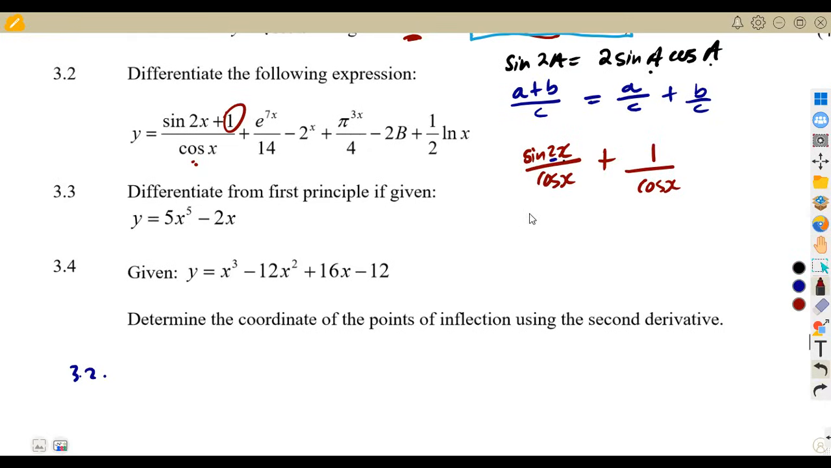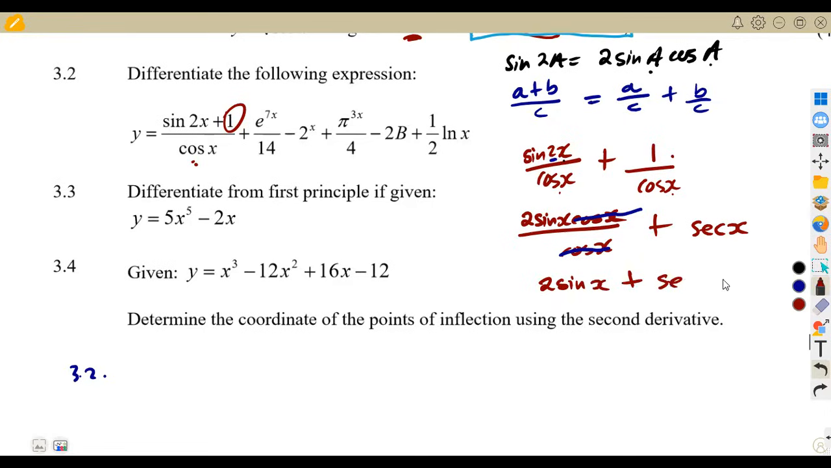So this is going to give us 2 sine x cosine of x over the cosine of x, plus 1 over cos. We cannot just keep on rewriting. We know that 1 over cos is sec of x. So we can write this in a simpler way, which is the sec of x. On this part, we can simplify since we can see that we've got the cos of x and the cos of x here. We can cancel. So meaning to say, we are going to have 2 sine x plus the sec of x.